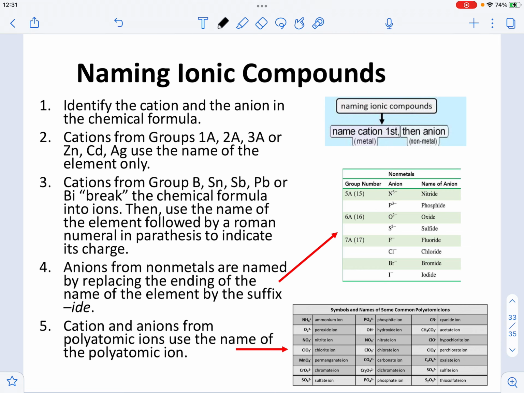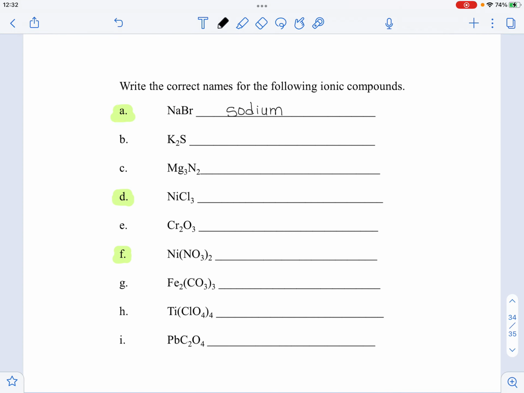Then in rule 4, for my anion, I need to use the names given here for any of these elements that form a negative charge, which are representative elements from groups 5A, 6A, and 7A. Since bromine comes there and is going to form an anion, when bromine forms an anion, it's called a bromide ion. So the name of this compound is sodium bromide.